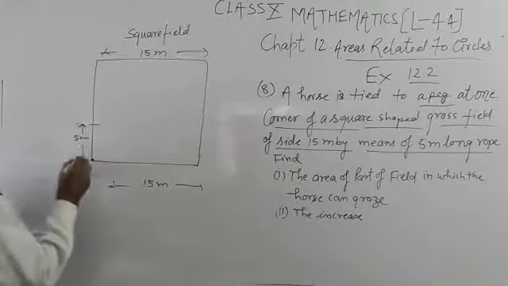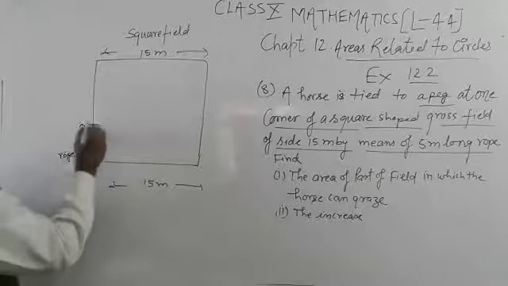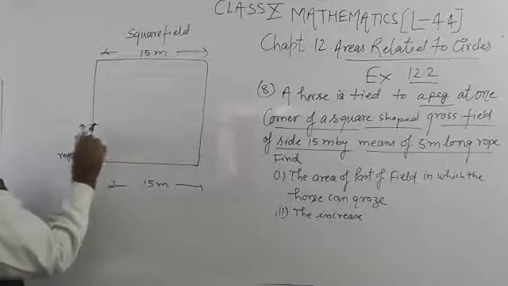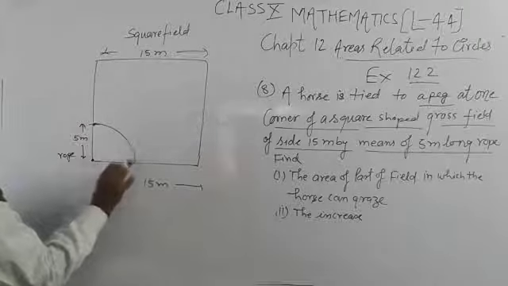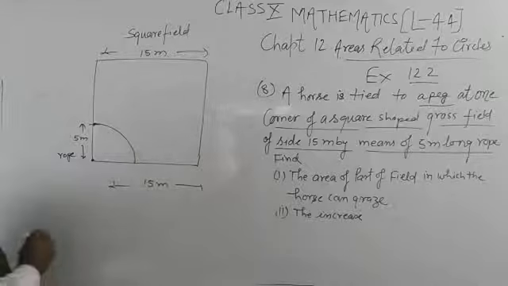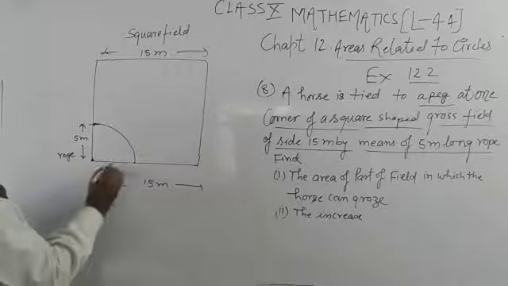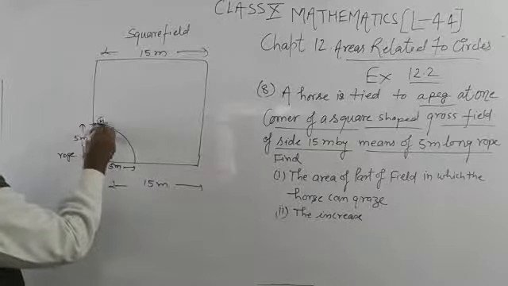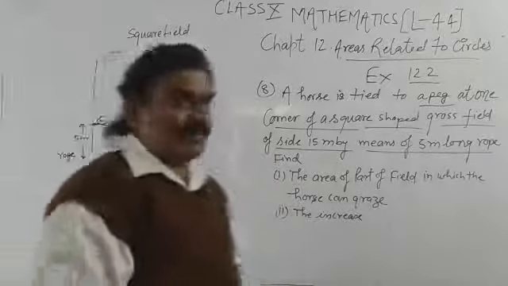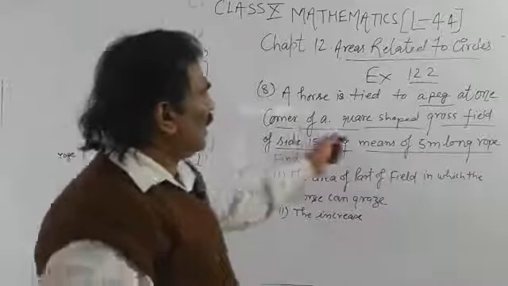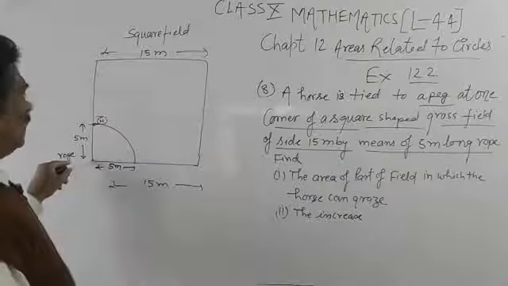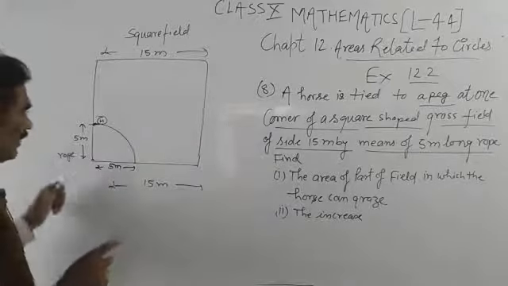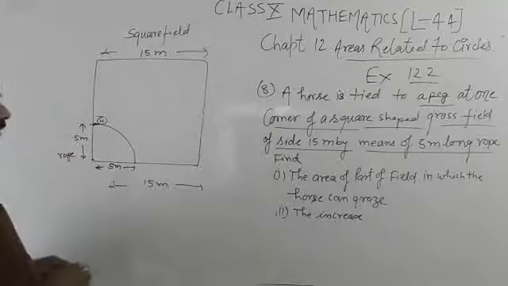ये आपका एक rope है, जिससे horse tied है here, okay, and the horse can graze only the area of this part of the grass field, 5 meter. H means horse. So students, according to this question, a horse is tied to a peg at one corner of this square field whose side is 15 meter by means of a 5 meter long rope.